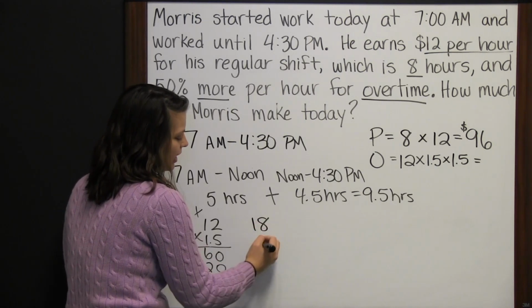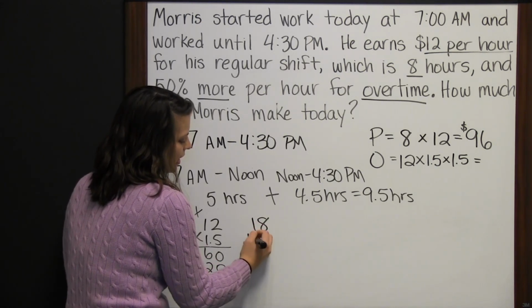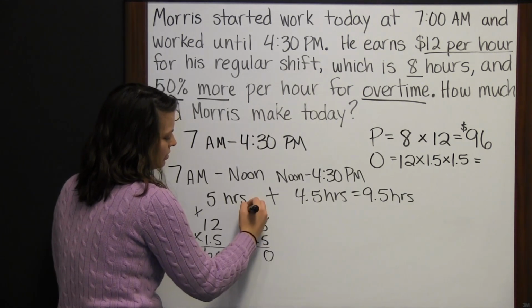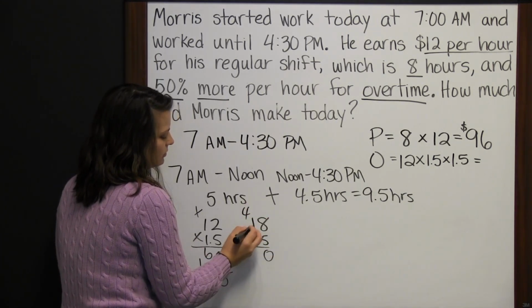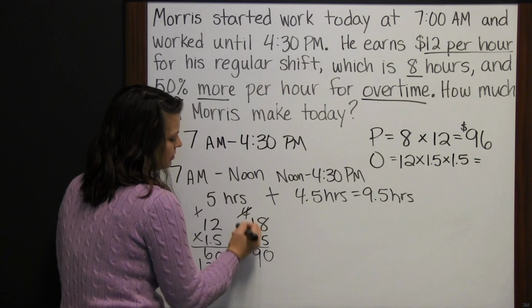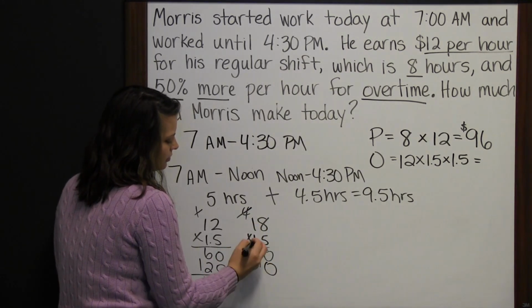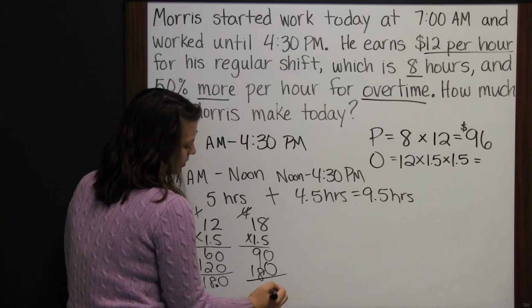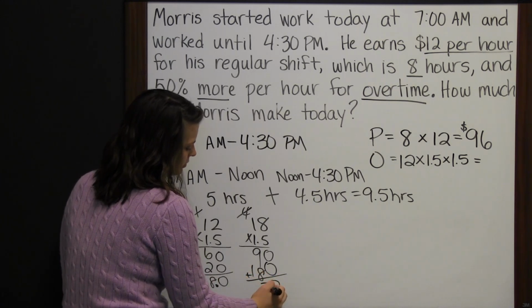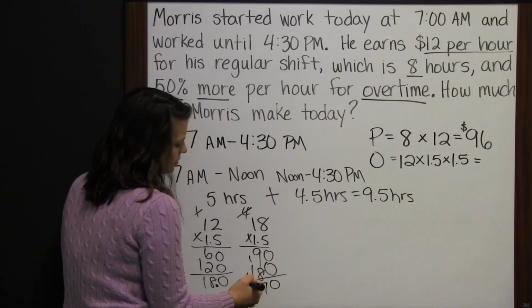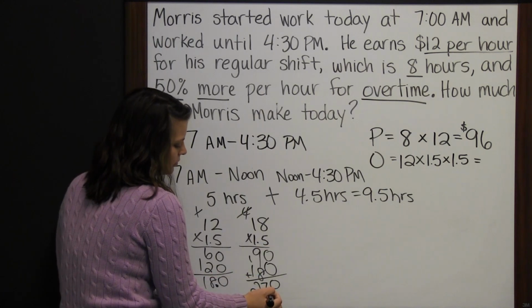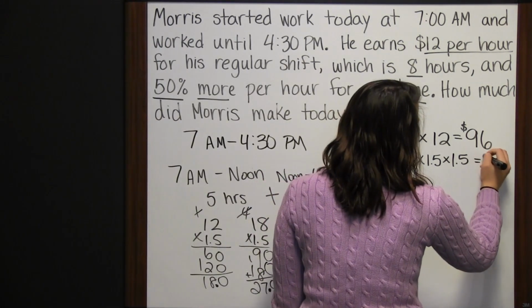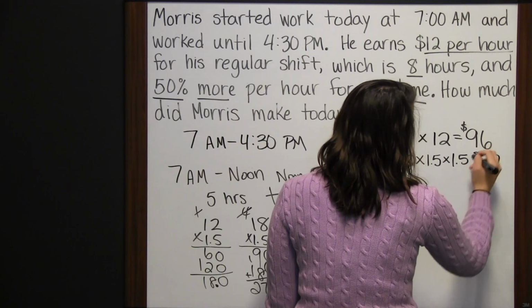So now we multiply 18 times 1.5. And 5 times 8 is 40. Carry the 4. 5 times 1 is 5, plus 4 is 9. 0 placeholder. 1 times 8 is 8. 1 times 1 is 1. We add those together. 17, carry the 1. One number behind the decimal. So that means he made $27 in overtime.